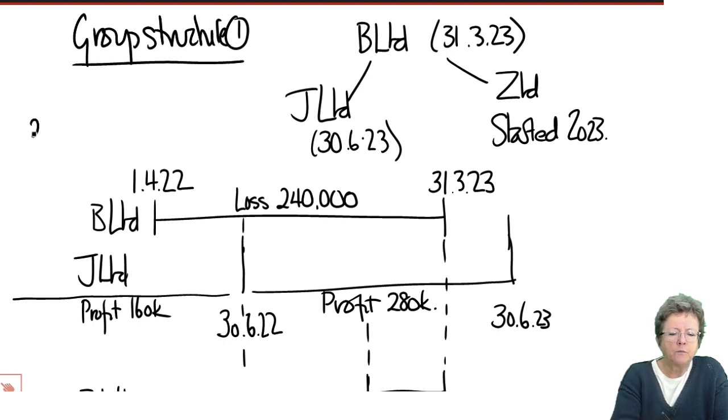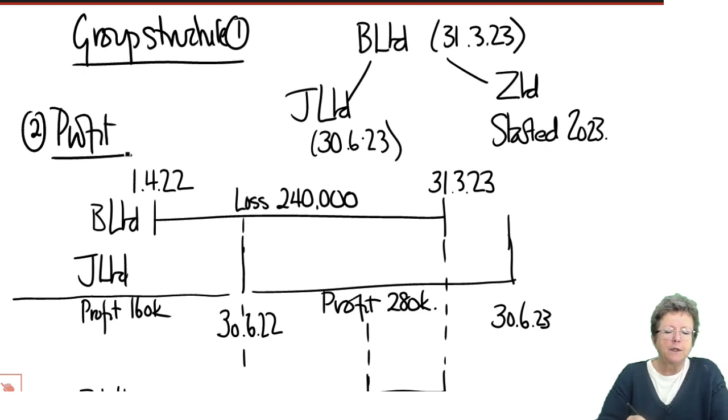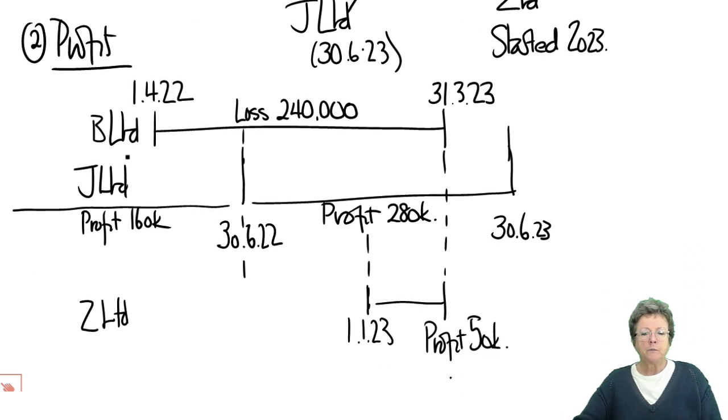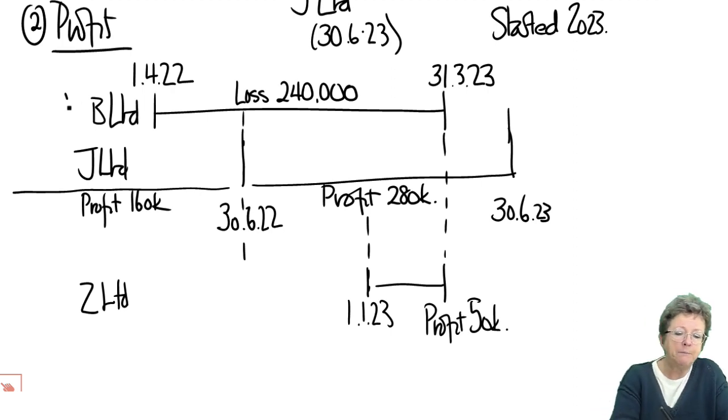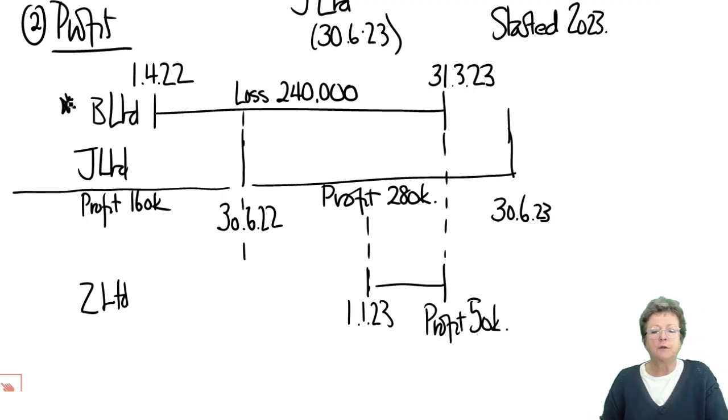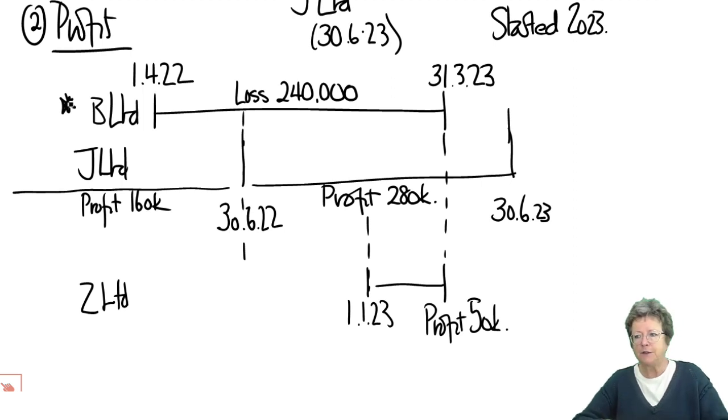And two, which is the profit and loss situation. Now what we have to do is to work out, with these non-coterminous year ends, which bits of the loss, because that's what we're looking for. We're looking at B Limited's loss. How much of that loss can go to J Limited and how much of it can go to Z Limited. Okay.